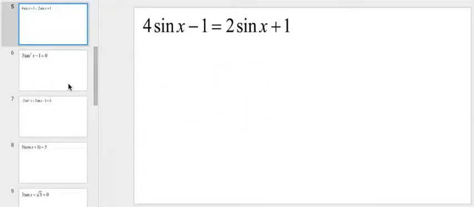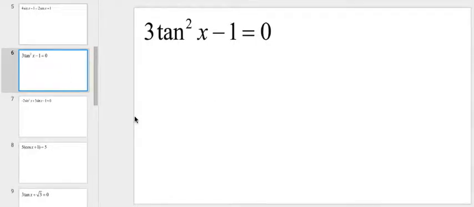Alright, so we're going to go on to the second, or problem number 6 I should say. We've got 3 tan squared x minus 1 equals 0. So even though there's a squared in it, this is probably not a factoring problem. We can solve this by just doing algebra, undo operations that you should be used to. You would first add the 1 to the other side, and then divide both sides by 3.